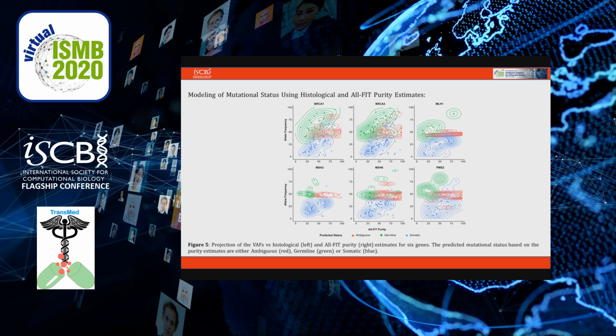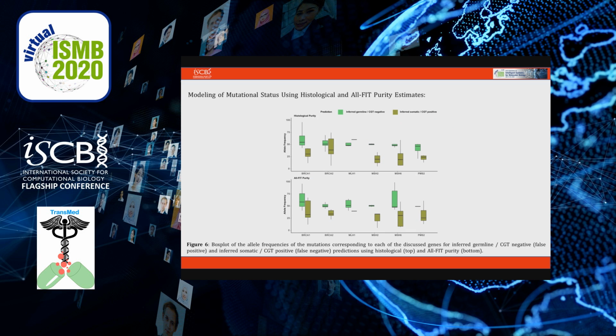Clustering of predicted germline and somatic variants is consistent with expectations based on VAF and purity estimates. However, certain caveats remain in properly identifying the mutational status, which is reflected in the ambiguous calls around 50% VAF and purity. When interrogating the false predictions for all genes, it is apparent that most falsely identified germline variants have VAFs higher than 50%, and falsely inferred somatic variants have VAFs below 50%. This suggests computationally accurate predictions, which calls for further investigation of the reported mutational status.